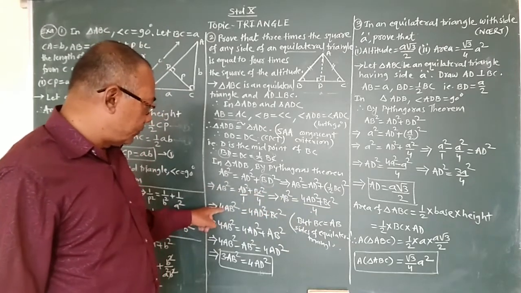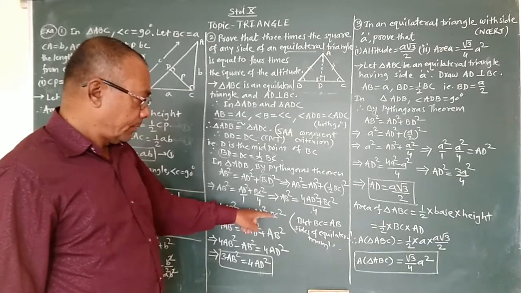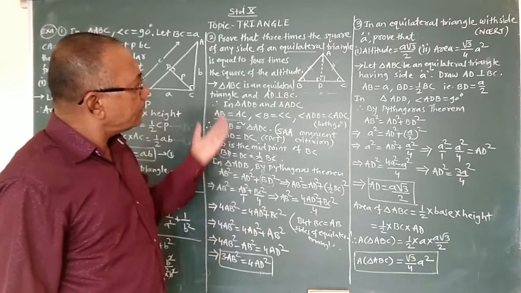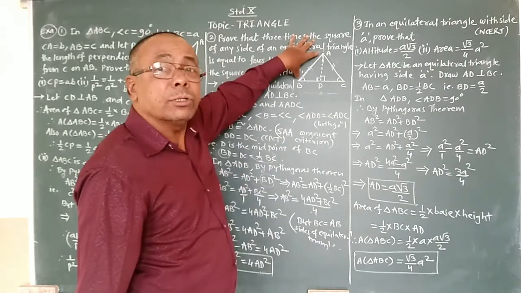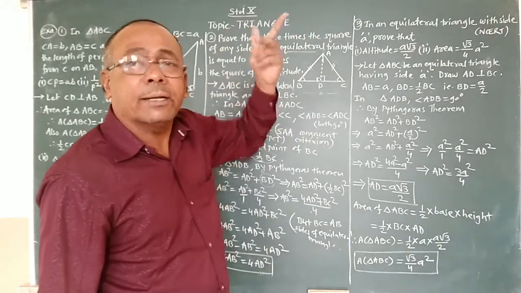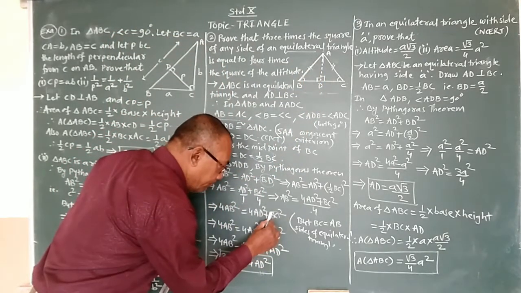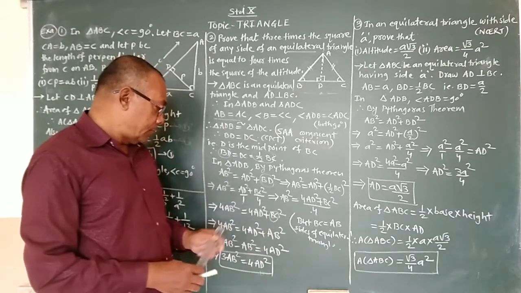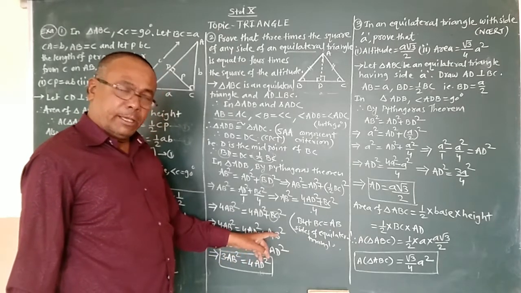So we will get here 4AB square is equal to 4AD square plus BC square. But we know that here BC is equal to AB because our triangle is an equilateral triangle, and therefore all the sides are equal. Therefore BC is equal to AB. Here we will remove BC and put the value AB instead of BC. Then we will get 4AB square is equal to 4AD square plus AD square.